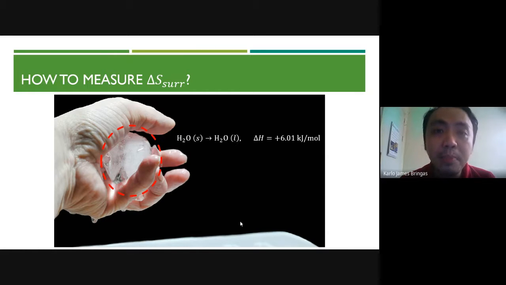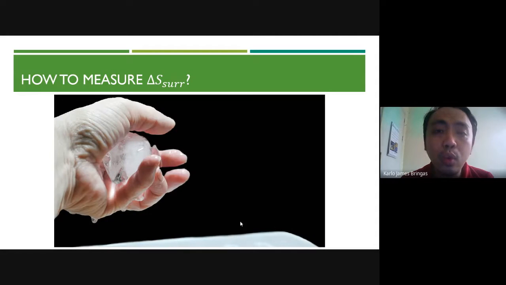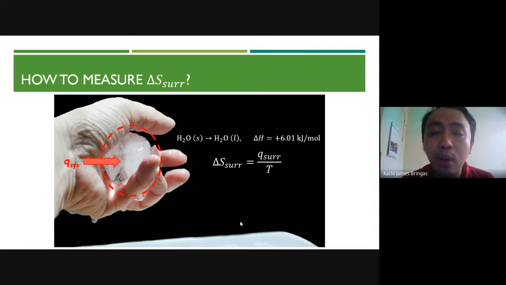As the ice melts, it absorbs heat from our hand, which is part of the surroundings, that allows our solid ice to melt. So the Q comes into the system. And so we can also say that the Q of our surroundings is quite related to the Q coming into the system. We can then define the delta S of the surroundings as the Q of the surroundings divided by T.